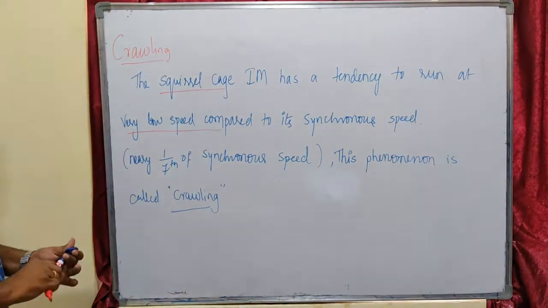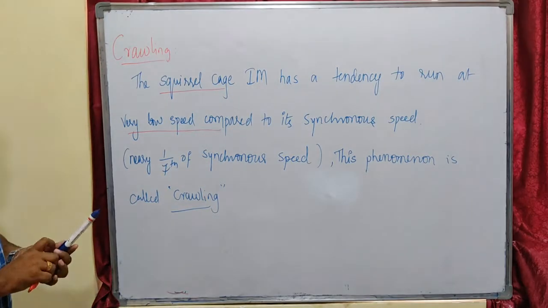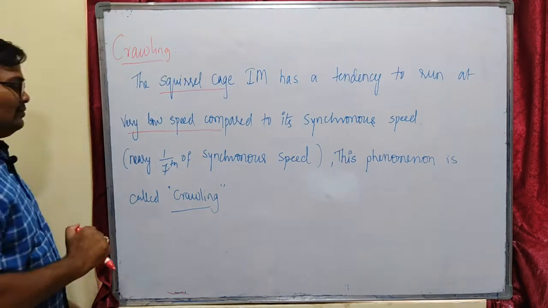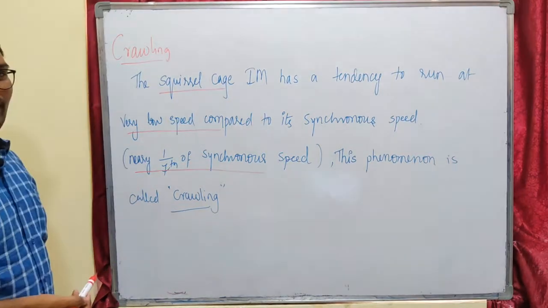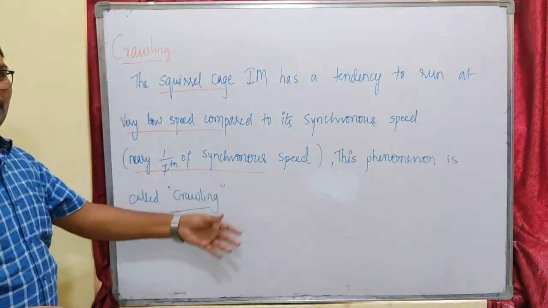This is the tendency of our squirrel cage induction motor to run at very low speed compared to its synchronous speed. The speed is nearly 1/7 of synchronous speed. This phenomenon is called crawling. Crawling is nothing but the speed of the machine being reduced to 1/7 of synchronous speed. So why is it happening?